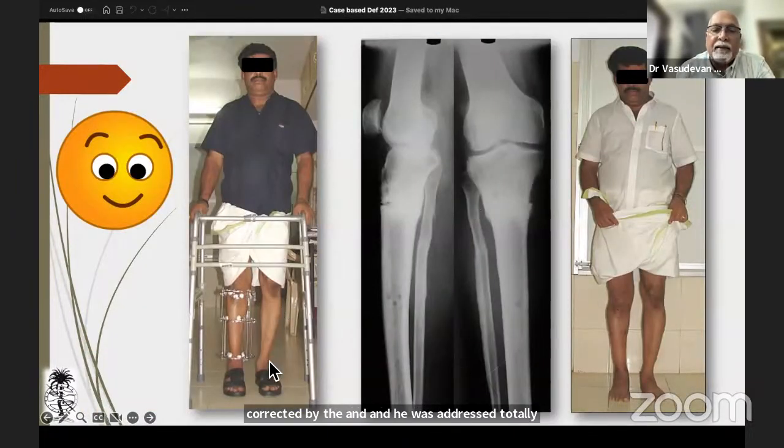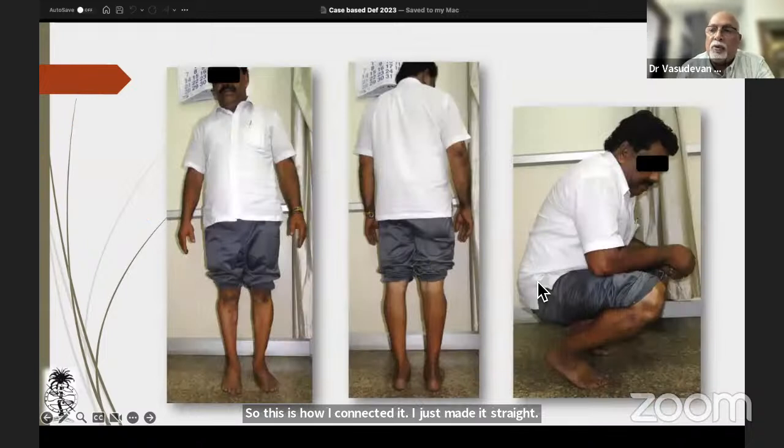So this is how I corrected it. I just made it straight. You can see the lateral compartment is much better and he can even squat on the floor.